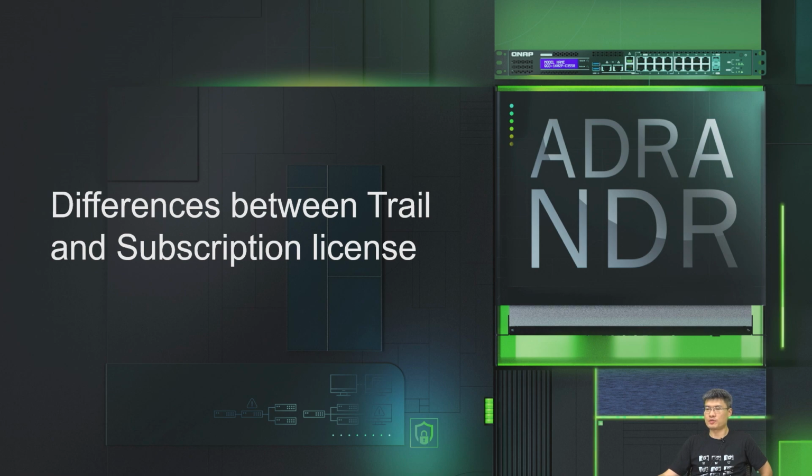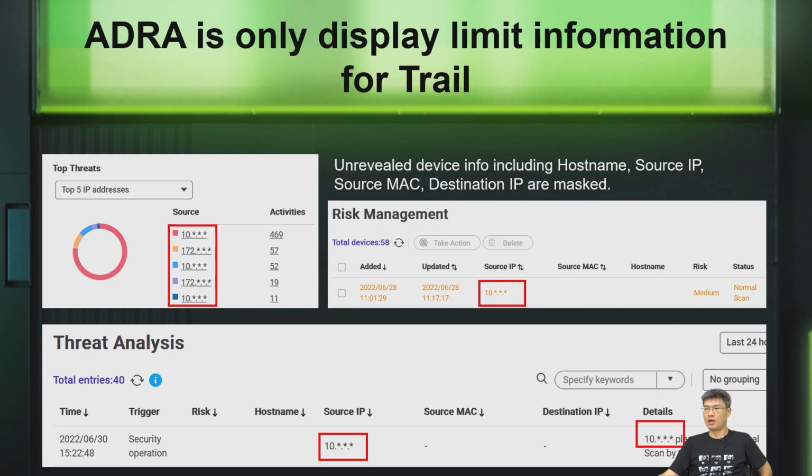So what is the difference between trial and the subscribed license? The first thing is we will mask some information on the devices. On the trial, the ADRA NDR is still working. The basic function, analyzing, checking is still working, but we will mask some information like the host name, source IP, source MAC address, and the destination IP address. You can see this is an example on the devices. If you are only using the trial license, we will mask some information on it. You need to purchase the subscribe standard license to get the full information for this IP address and the host name.